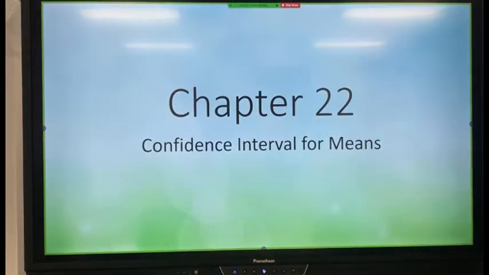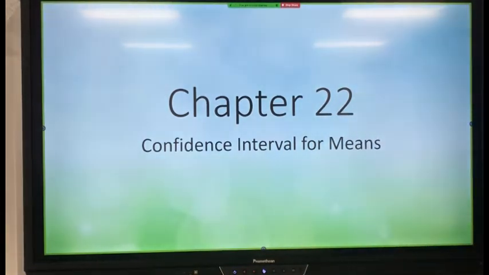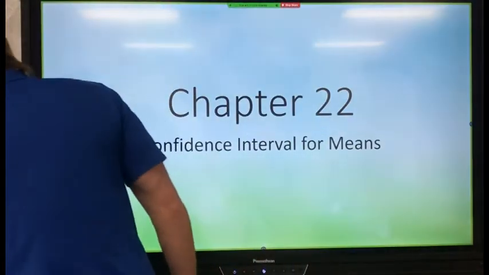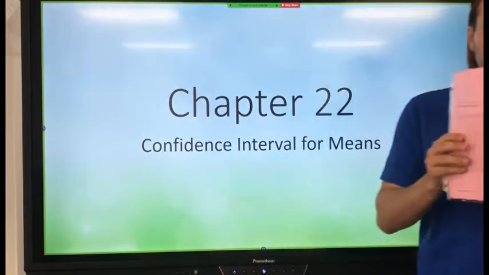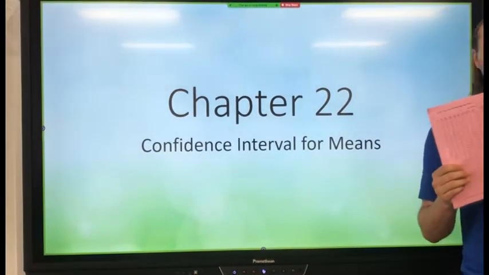So as we saw on Friday, we're no longer talking about proportions. We're going to talk about means, averages, quantitative data. You may want to go ahead and grab a pink t-test table, because now instead of the z-score, we want to look at the t-score.